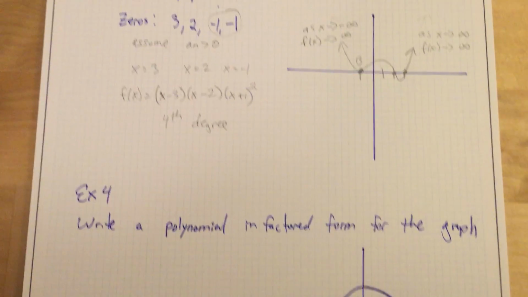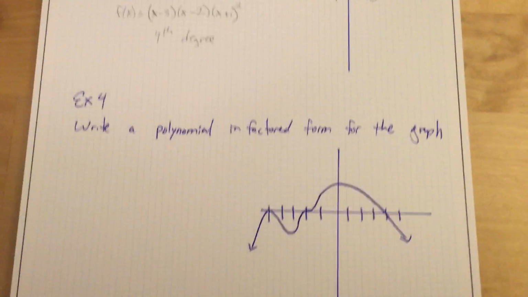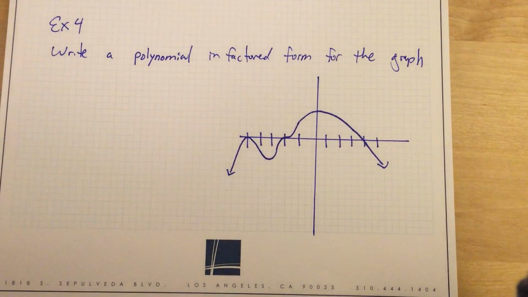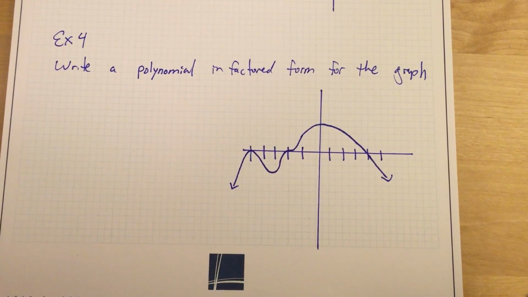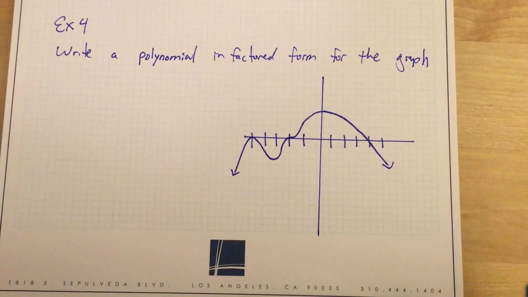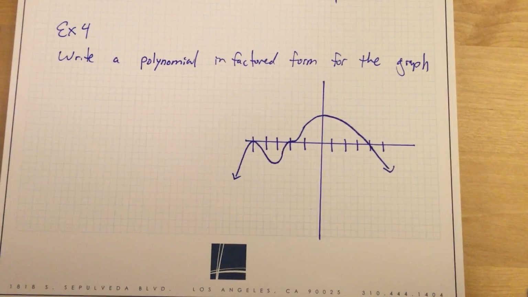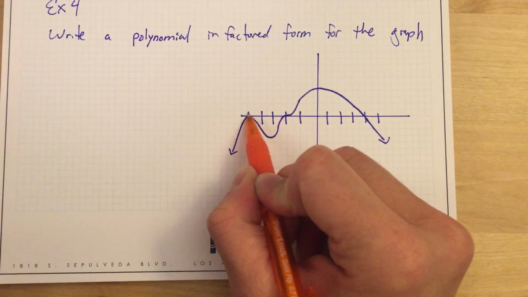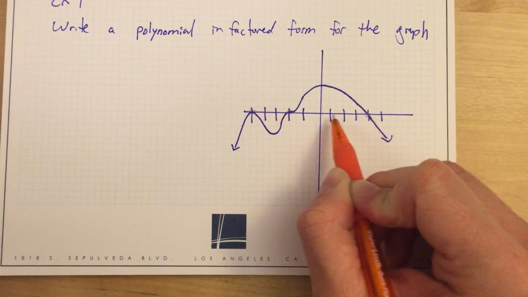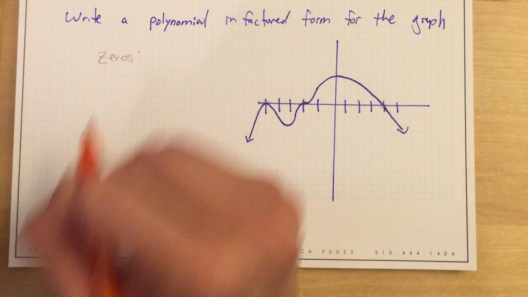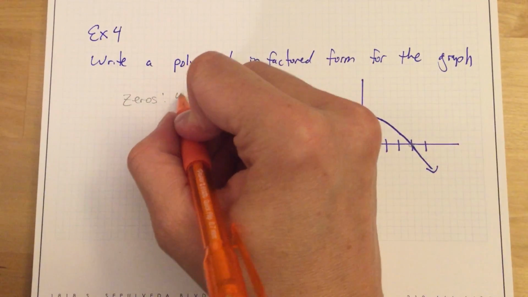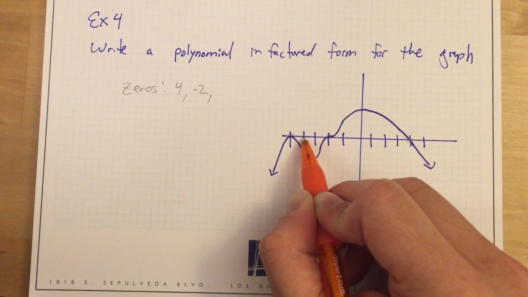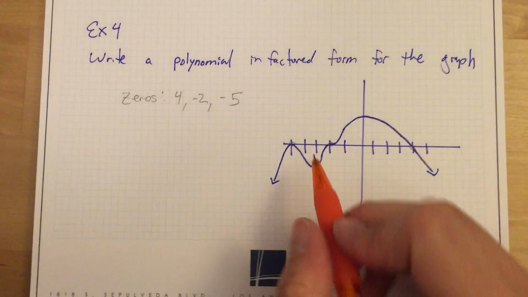The last type would be to write it in factored form based on this graph. Again, this is all you know. So you're going to take some information. We don't know the stretch factor, so we don't know if our a of n is going to be larger than the number 1 or smaller than -1. So the first thing I would do is look at your zeros. I notice that I have a 0 here, here, and here. So I have zeros at the number 4, at -2, and at -5. What's happening at -5?